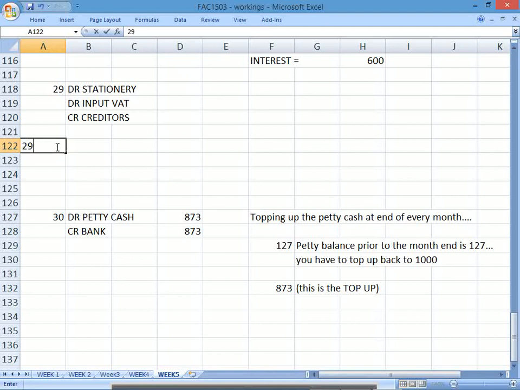Bad debts is an expense. Expenses increase on the debit side. So you'd have debited bad debts or credit losses. And you would have credited the debtors.